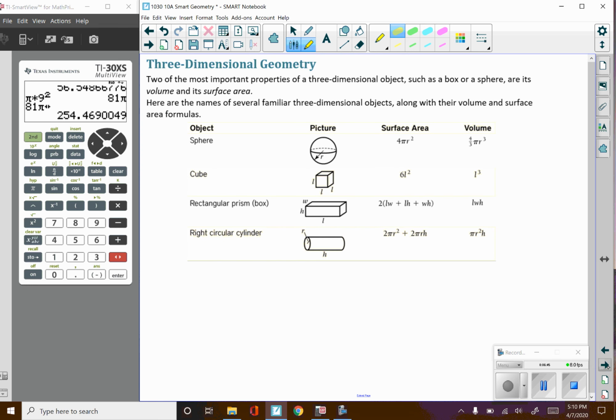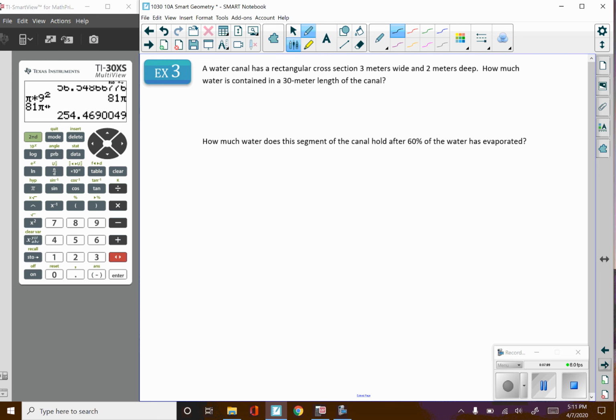Okay, three-dimensional geometry. When we talk about three-dimensional shapes, we are usually talking about their surface area or volume. I don't think that you'll have to do any surface area problems. I think mainly what you're going to see is volume of a rectangular prism and volume of a cylinder. So those are the two to focus on.